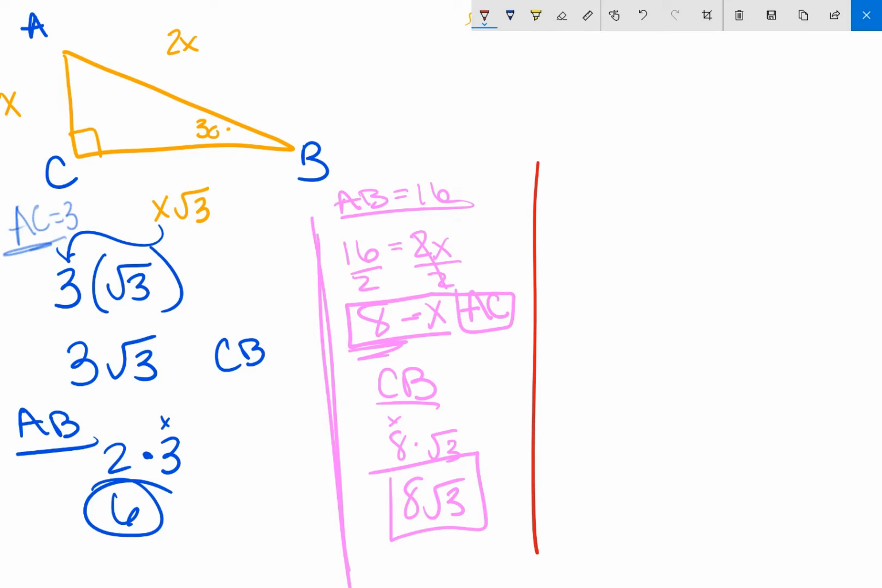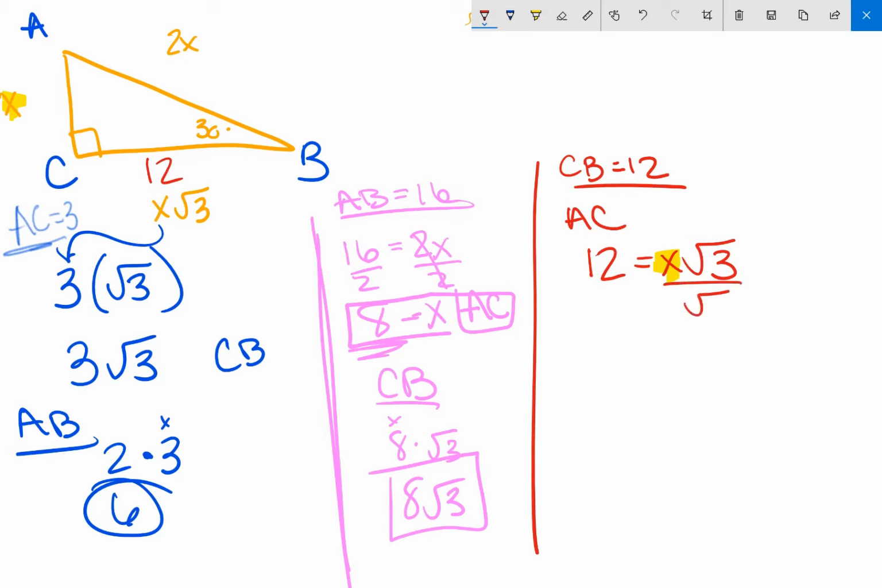A slightly more complicated version of that, though, would be if we had an actual value. So let's say we had like 12. If we knew that CB was 12, in order to find AC, I would need to take my value of CB, which is 12, and set it equal to the rule. Because you notice my short side is x, and my rule has the x. So in order to solve this, we have to divide by the square root of 3.